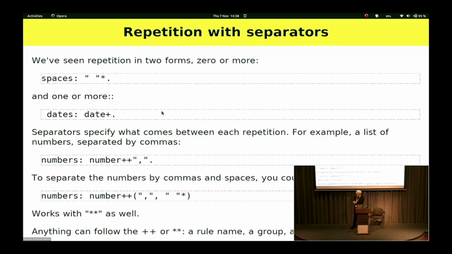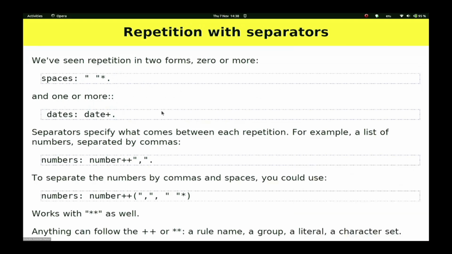All right, so now there's another form of repetition where you can specify separators. We've already seen 0 or more with a star and 1 or more with a plus. Separators specify what comes between each repetition. For example, a list of numbers separated by commas could look like that. So plus plus and then something, and that something comes between each repetition. If we wanted to separate the numbers by commas and spaces, then you could say plus plus, comma, followed by any number of spaces. And of course, that works with the star star as well.